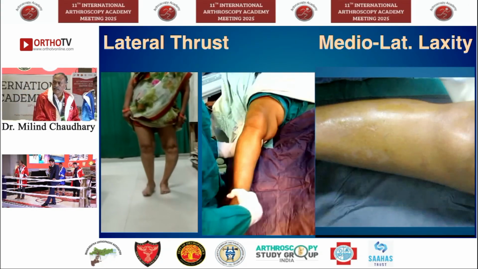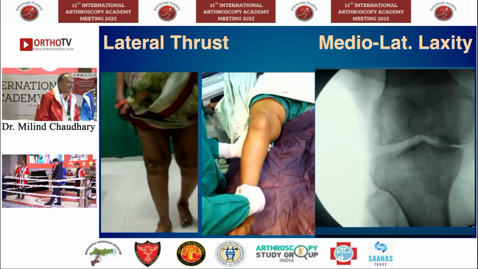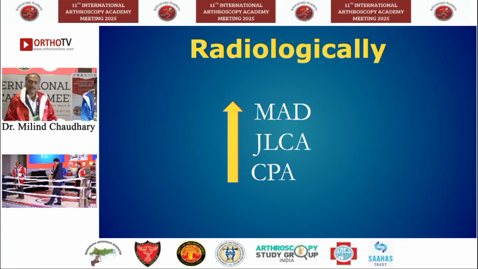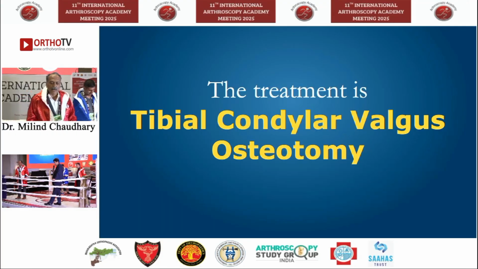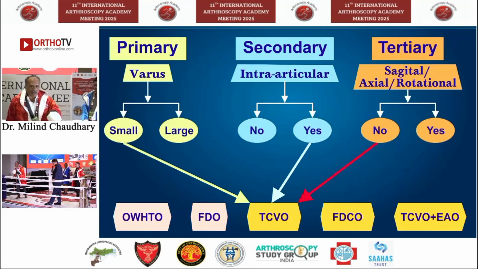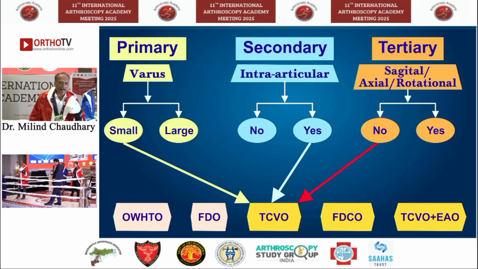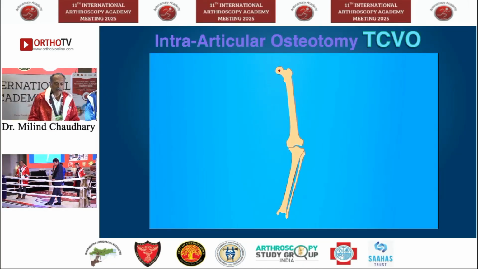Clinically, by the lateral thrust, by the mediolateral laxity recorded on the C-arm and on the table under anesthesia, which is exaggerated. How to recognize radiologically: when you have an increased MAD, increased JLCA, increased CPA. This is again to repeat, the condylar plateau angle. So the treatment is the tibial condylar valgus osteotomy. The literature is very sparse because it came to India only 10 years ago. I had the privilege to bring it. And this is when we perform the TCVO, when you have small to moderate varus and an intra-articular component of the deformity. So this should show you a brief glimpse of how it should look.